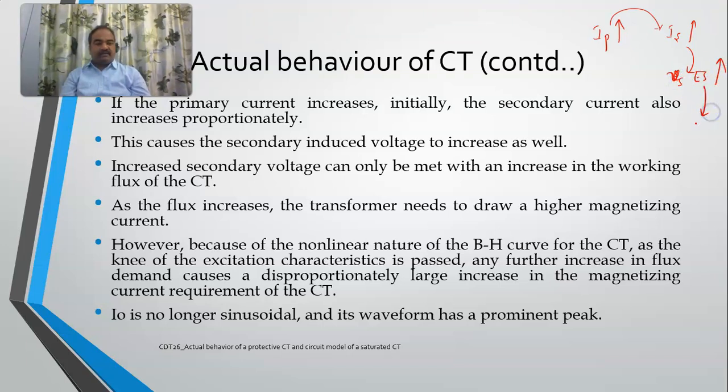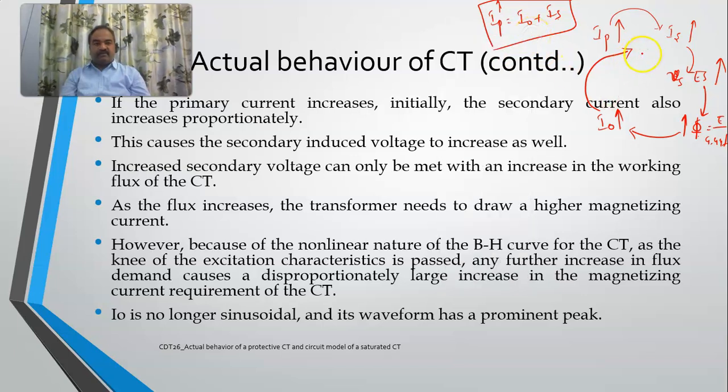If Es increases, what will happen? Flux will increase, right? Flux is equal to E by 4.44 f N. So flux is increasing. To set up more amount of flux, what do you require? You do require a maximum amount of magnetism. So I0 is going to increase. If I0 increases, what will happen next? Where is it coming from? You know that IP is equal to I0 plus IS, right? So earlier, since IP increased, IS increased, and this created a cumulative reaction. Ultimately, I0 is increasing.